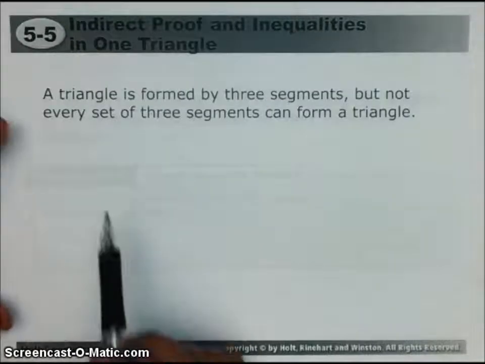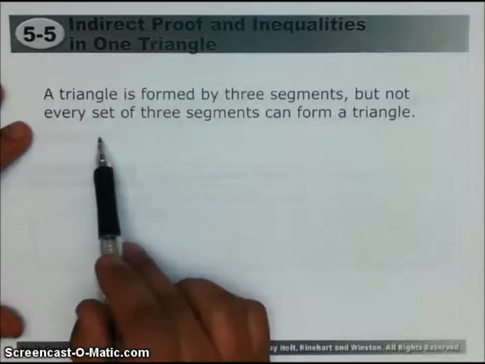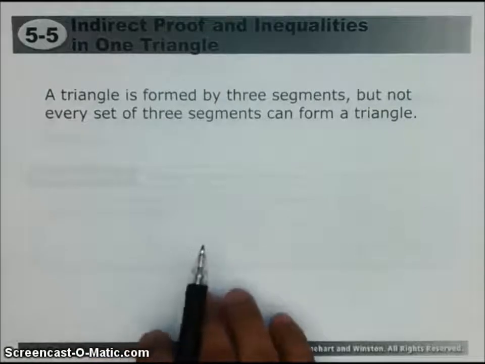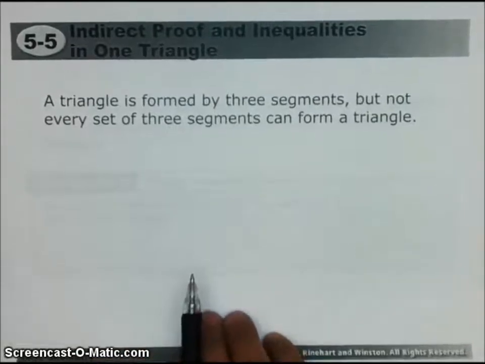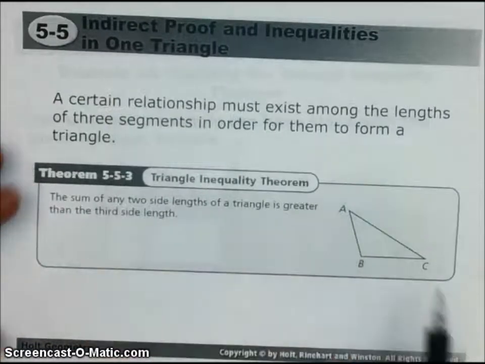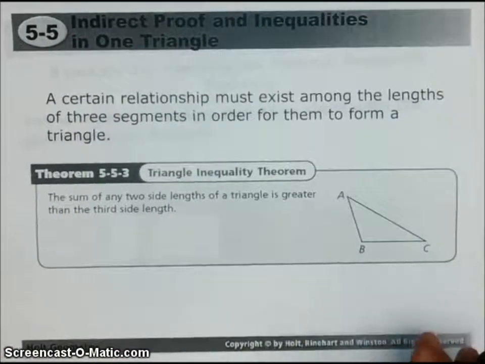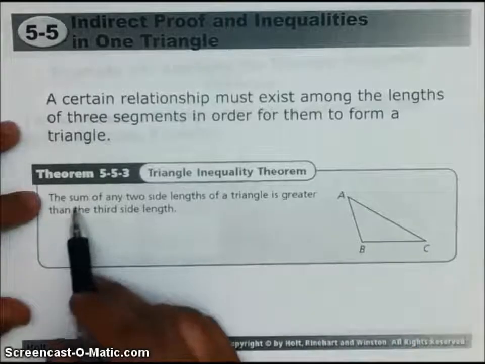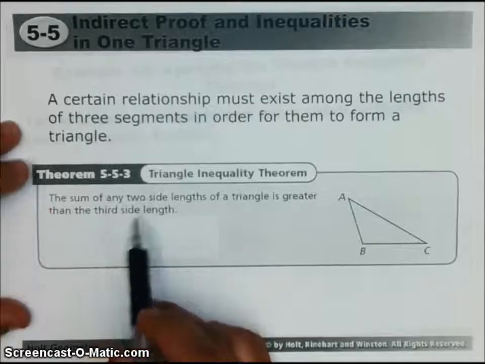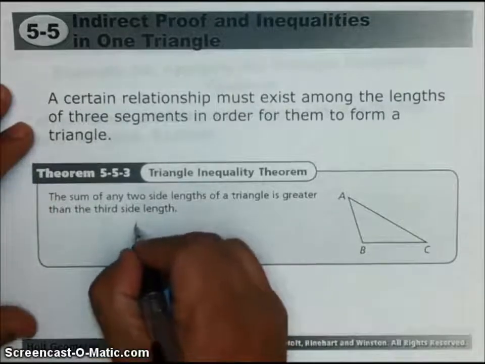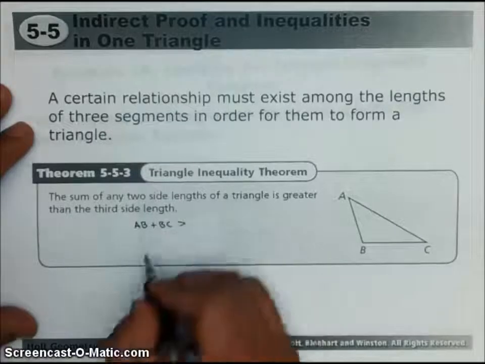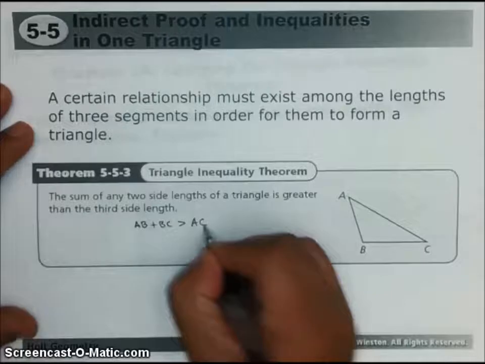All right, so moving on. A triangle is formed by three segments, but not every set of three segments can form a triangle. And so this brings us to this next theorem. A certain relationship must exist among the lengths of the three segments in order for them to form a triangle. So the sum of any two side lengths of a triangle is greater than that of the third side. So what that means is that the distance from A to B plus the distance from B to C has to be greater than the distance from A to C.